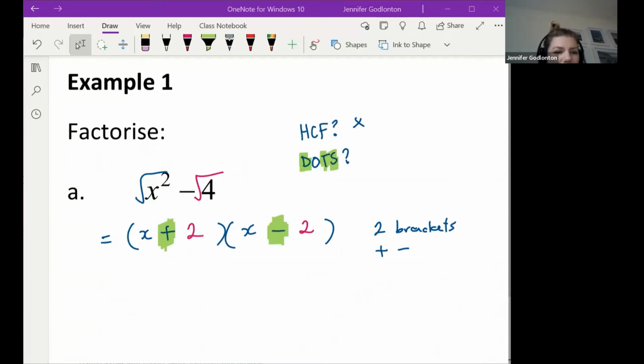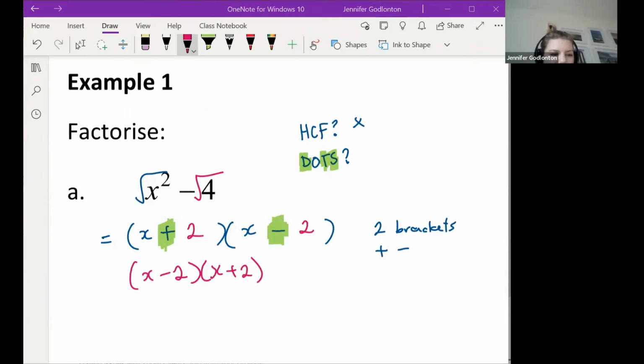Kamogelo, how can I help? Hi, ma'am. I wanted to ask if it will still be correct if I wrote x minus 2 into brackets, x plus 2 into brackets. Totally fine. Not a problem at all. So guys, that question was just if you wrote x minus 2 and then x plus 2, that's also totally fine. Not a problem at all.